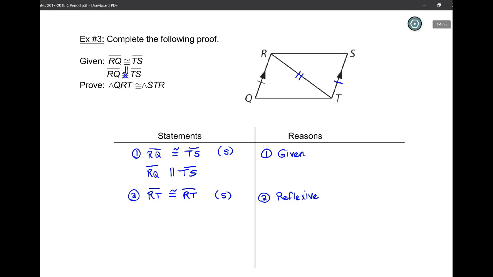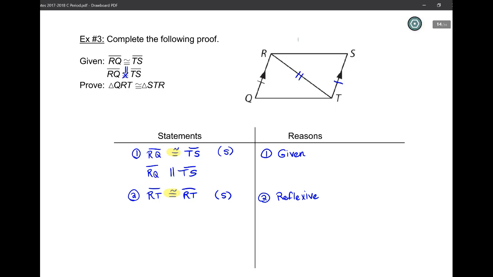Okay, so when we're proving by side, angle, side, or side, side, side, we need to have each statement. So far, we have one congruent statement, two congruent. We need either an included angle, or we need a third side. Now, we don't have enough information about the side. We don't know about RS and QT. So let's take a look at our other given statement. RQ is parallel to TS.